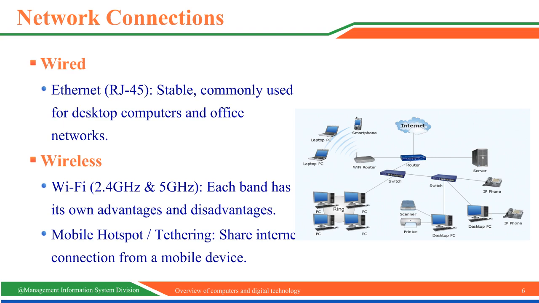Wi-Fi connection. The most popular wireless option. Frequency bands: 2.4 GHz. Wider coverage but slower speed and more interference due to crowded usage. 5 GHz. Higher speed, less interference, but shorter range and blocked more easily by walls. Example: using Wi-Fi in dormitories or cafes to access the internet.